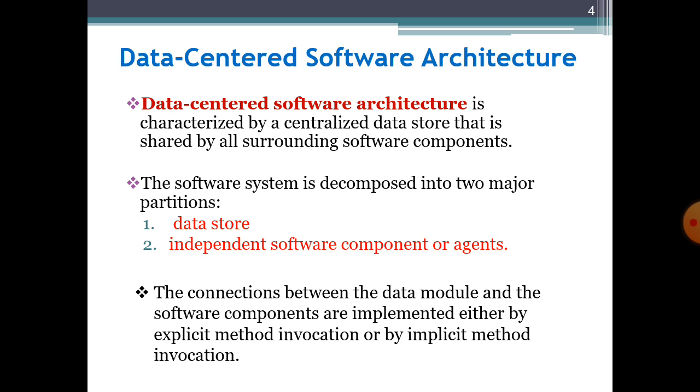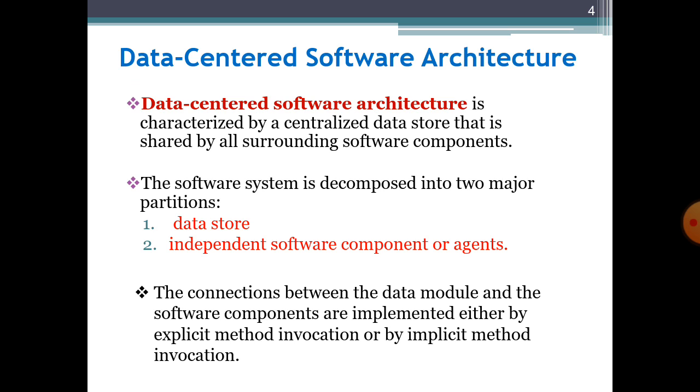Basically, data centered software architecture is characterized by centralized data, which is shared by all its surrounding components, and these components should be independent of each other. The software system is decomposed into two different areas or partitions: number one, the data store, and number two, independent software components, which we also know as agents. So data centered or shared software architecture is partitioned into two different areas: the data store, and independent software components, also known as agents.